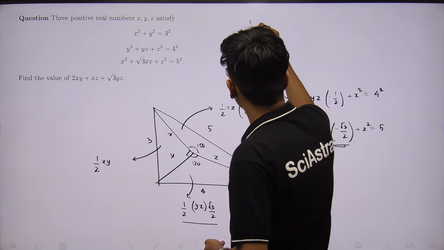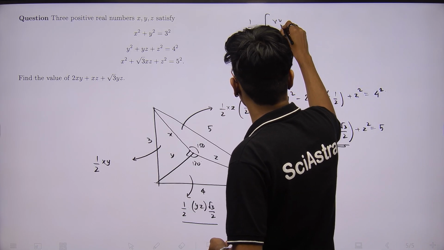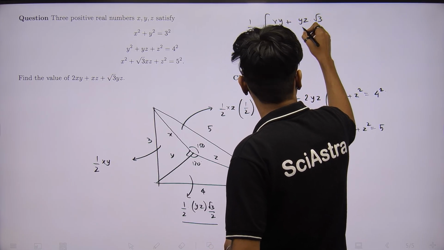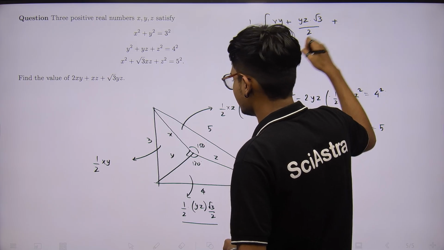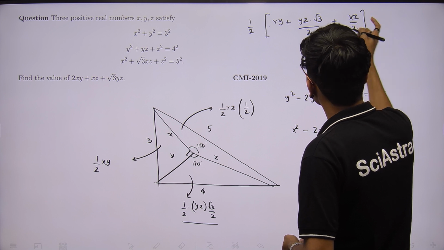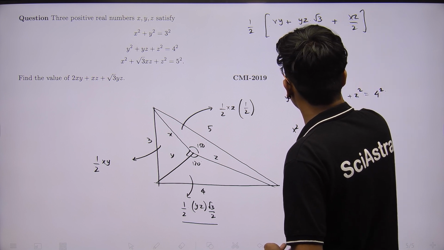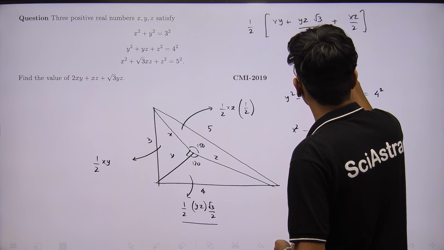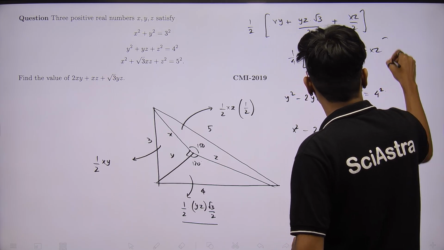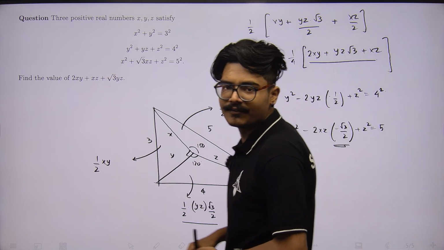Now if you add these 3 expressions, let's see what do we get. So you get half. If you take that common, you'll get xy plus yz times root 3 by 2 plus xz by 2. Take this half outside again, you'll get 1 by 4 times twice xy plus yz times root 3 plus xz. And this is precisely the expression that's given to us.